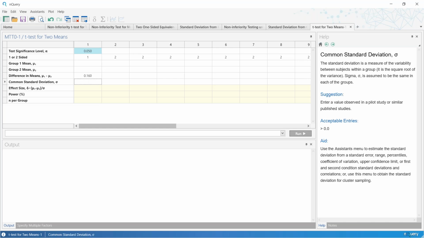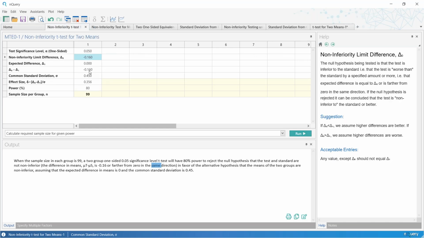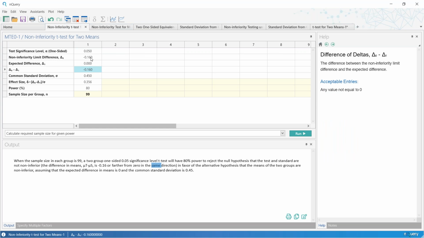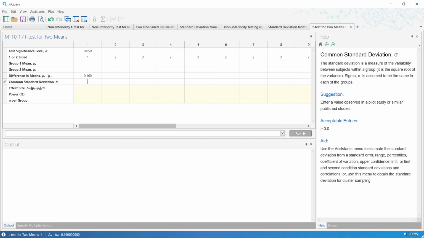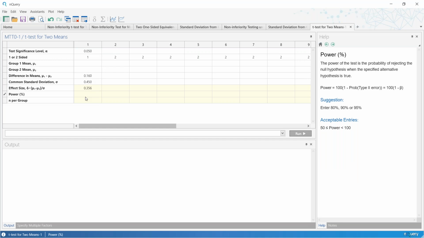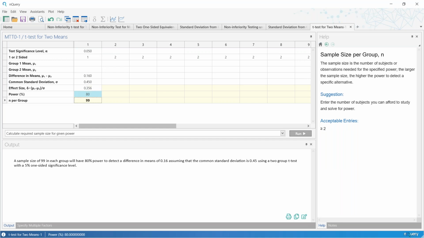So remember, what we're interested in is really this here, the difference between our non-inferiority difference and our expected difference. But if we put in that and we put in our standard deviation of 0.45, the effect size is the same, and we put in the power of 80, you'll get 99 sample size per group again.